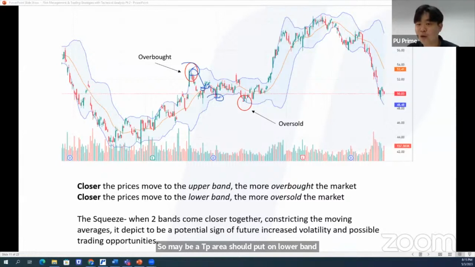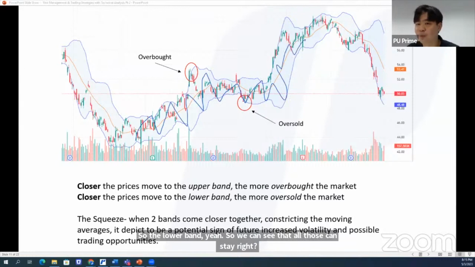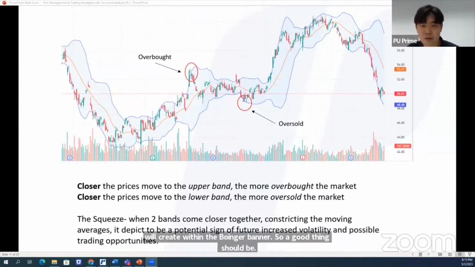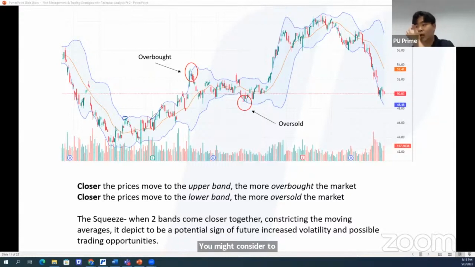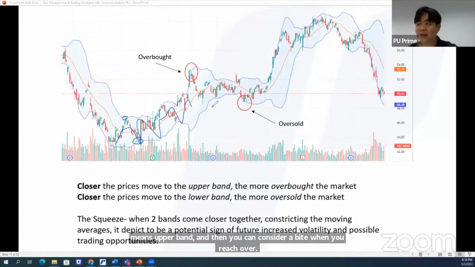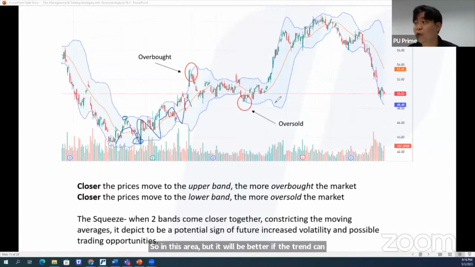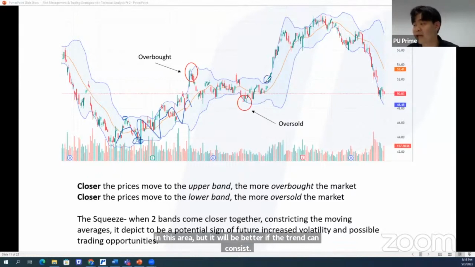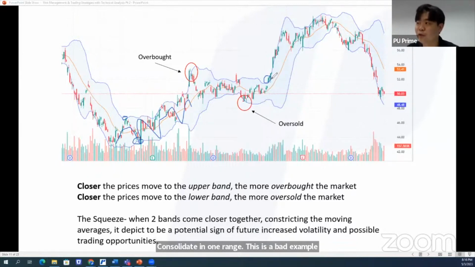You can see that all those candlesticks will trade within the Bollinger Band. So a good approach is to consider selling when it reaches the overbought territory, the upper band, and consider buying when it reaches the oversold territory, the lower band. But it will be better if the trend is consolidating in one range, because this is a bad example. In a normal scenario, you should sell over here already if you are going according to the Bollinger Band. But you can see this is a bad example.